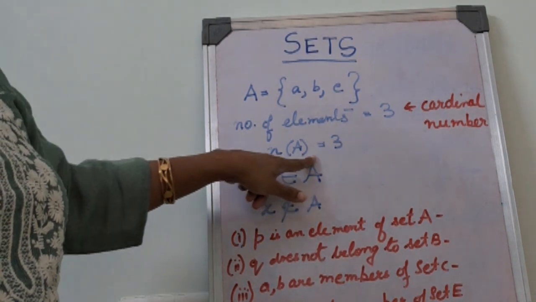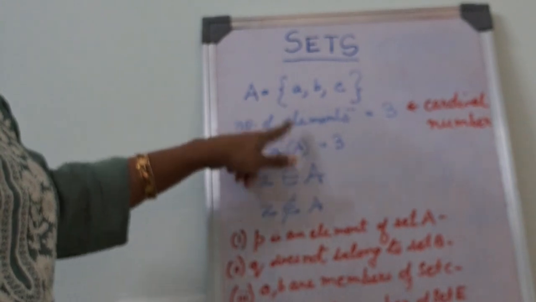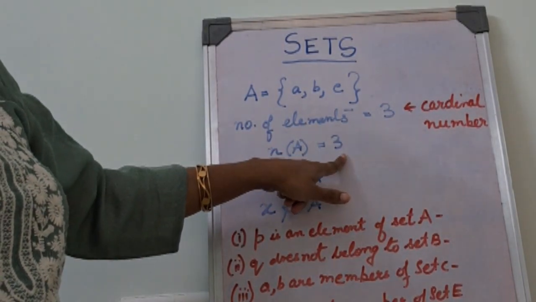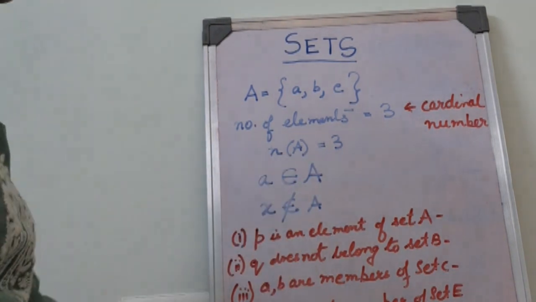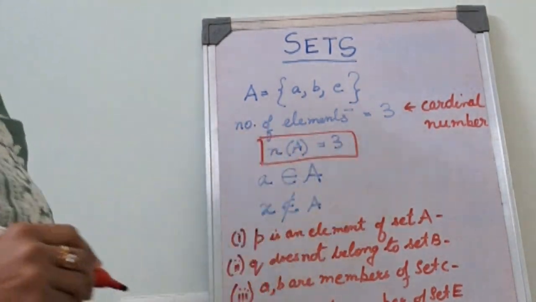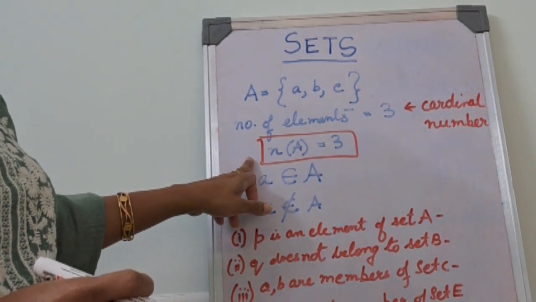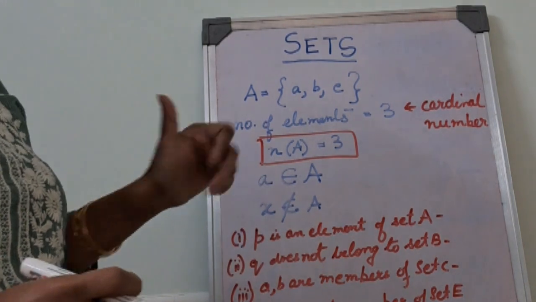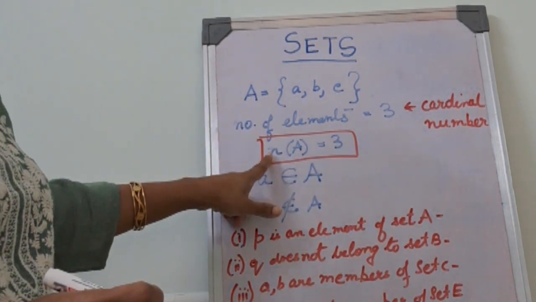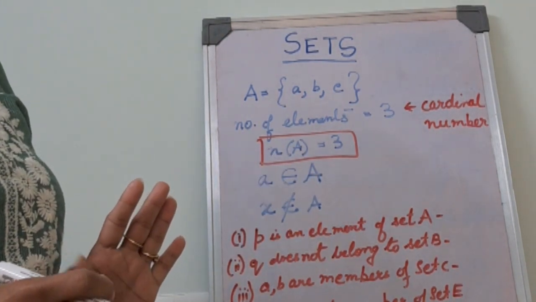And it is represented like this. Small letter n, the name of the set within a bracket, equal to the number of objects. So this represents the cardinal number. This is how you notate the cardinal number of a set. So the first thing, the notation that you should remember: the cardinal number of the set is represented with small letter n and the name of the set within a round bracket.